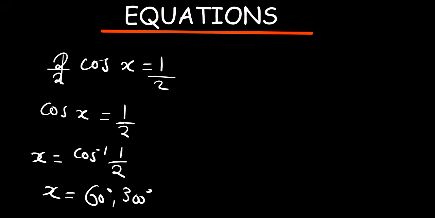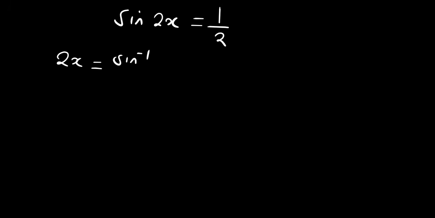So let's solve another one. Let's say you're given sin 2x is equal to 1 over 2. So how are you going to solve this one? You're going to say 2x is equal to sine inverse of 1 over 2. Now sine inverse of 1 over 2 is just the same as 30 degrees. So 2x is equal to 30 degrees. Now you've got 2x.